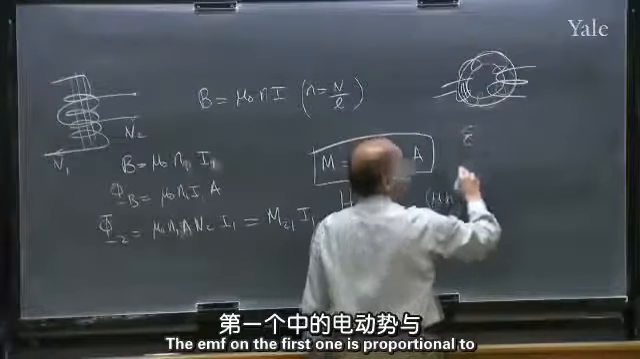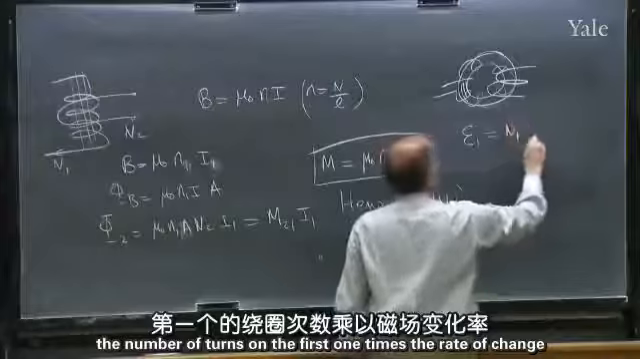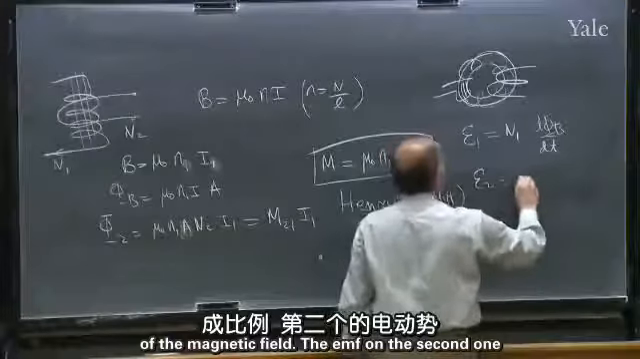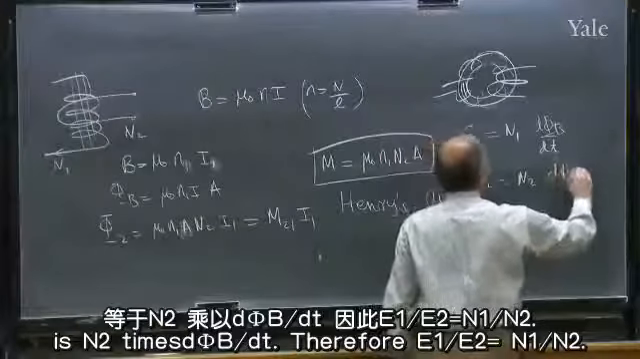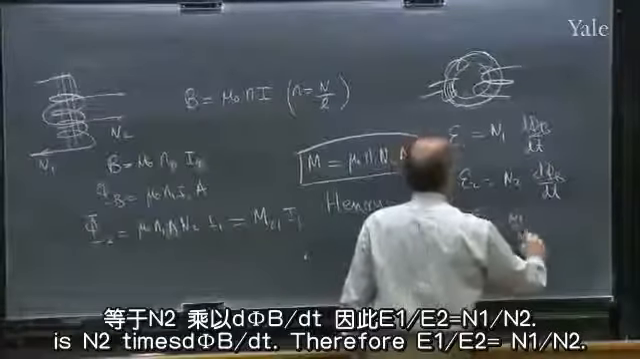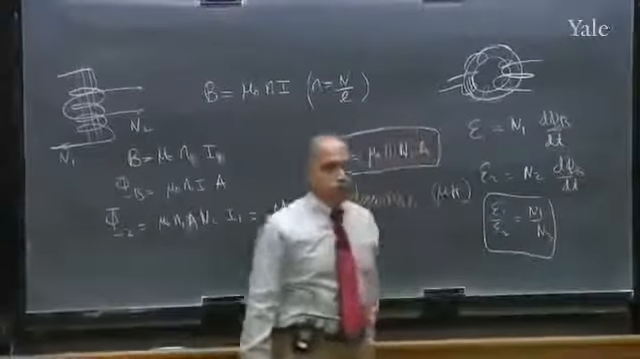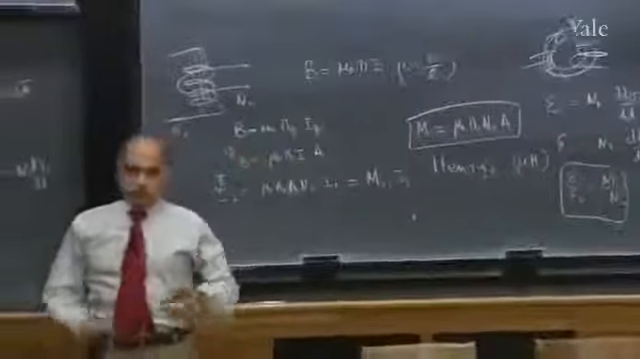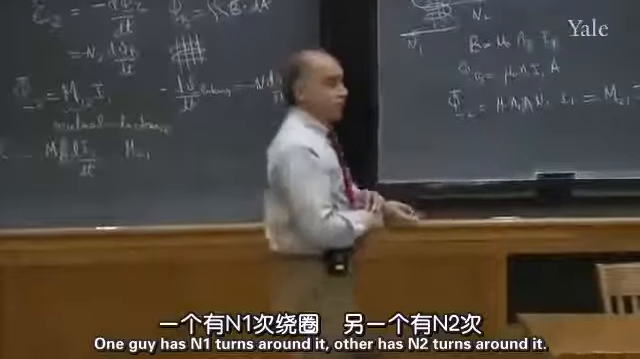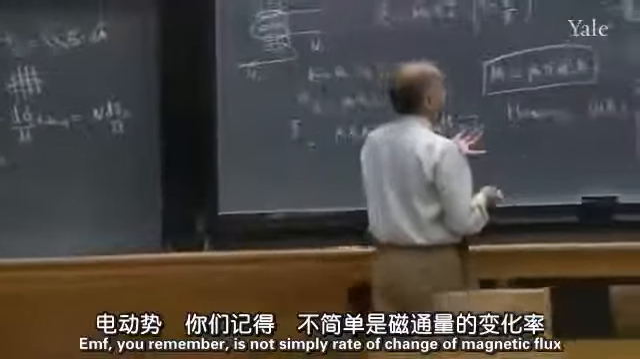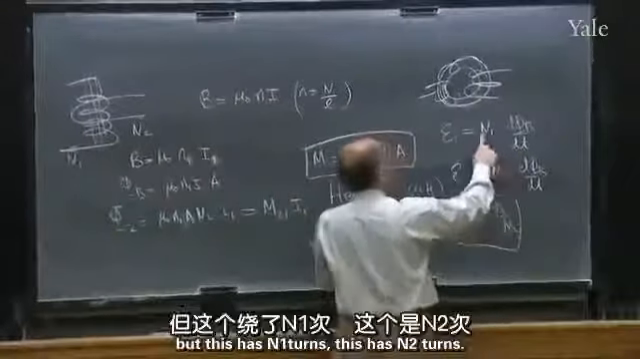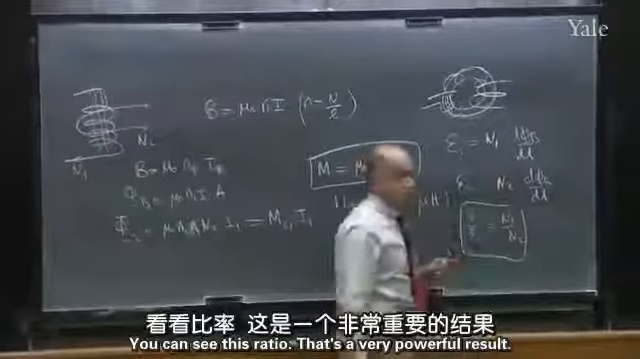It must be clear to you that the magnetic field is going through all these coils. The EMF on the first one is proportional to the number of turns on the first one times the rate of change of the magnetic field. The EMF on the second one is N2 times d phi B dt. Therefore, E1 over E2 is equal to N1 over N2. The same flux is going around the donut. One has N1 turns around it, the other has N2 turns around it. The EMF, you remember, is not simply the rate of change of magnetic flux. It's that multiplied by the number of turns. They both have the same flux going through them, but this is N1 turns, that is N2 turns. You can see this ratio.